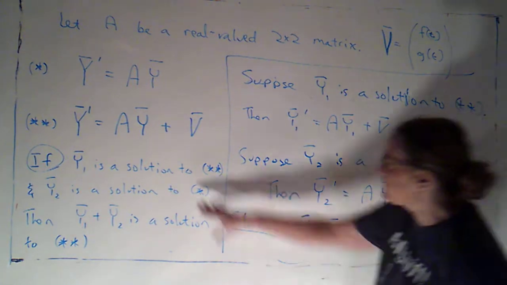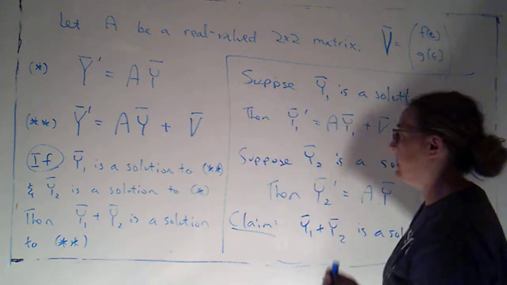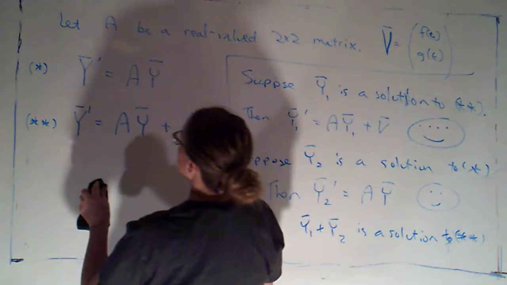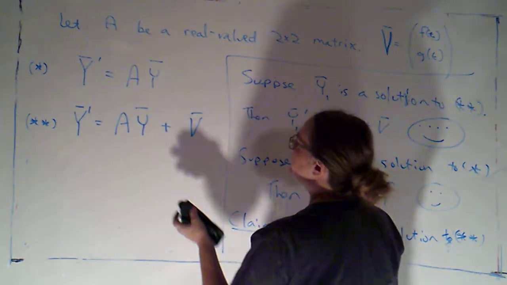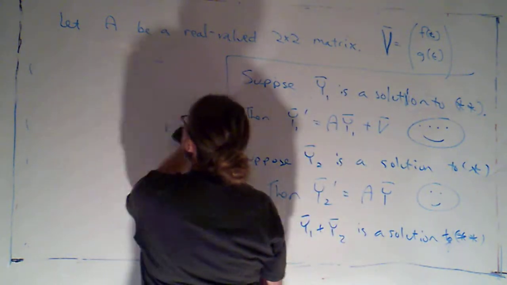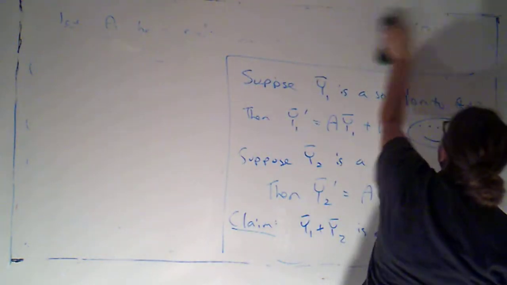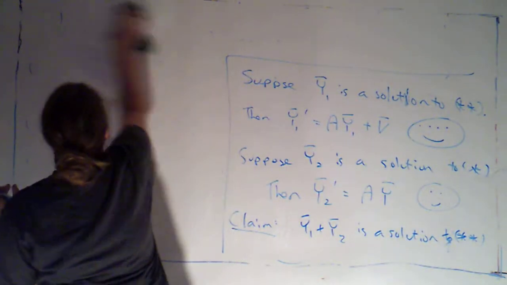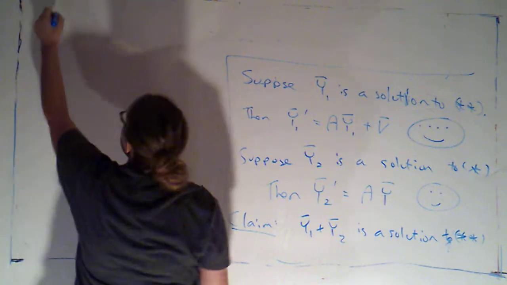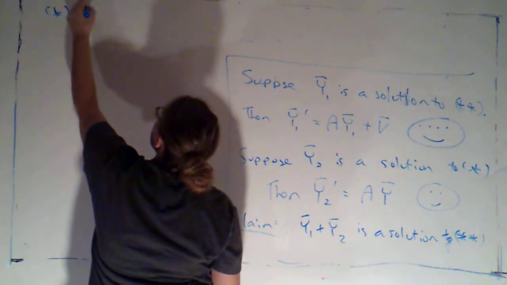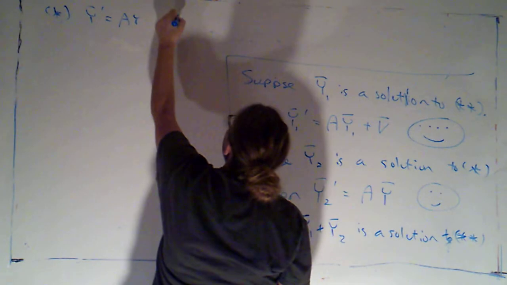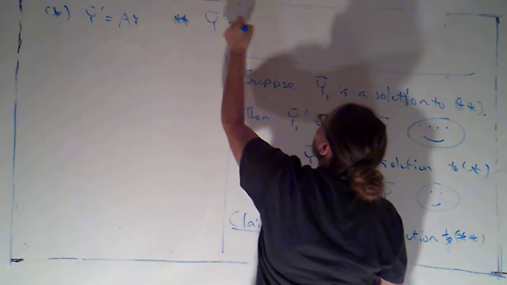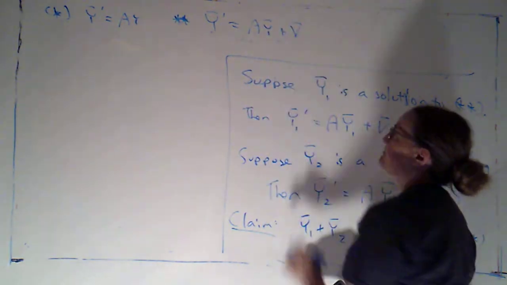Okay. So at this point, I'm going to erase the statement of the problem. And actually, just to clear some space, I'm going to erase this too. Let me just recopy real quickly what star and double star were. So I'll recopy those up at the top. So star was the associated homogeneous, that y prime equals ay, and double star was the non-homogeneous, y prime equals ay plus v.